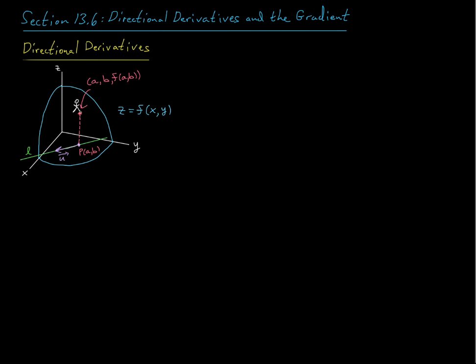Now, of course, you don't necessarily have to walk in just one of those two directions. There's really an infinite number of different directions you could choose from. And so the idea of a directional derivative is simply saying that if I were to choose an arbitrary direction, how could I find the slope of our hillside in that direction?